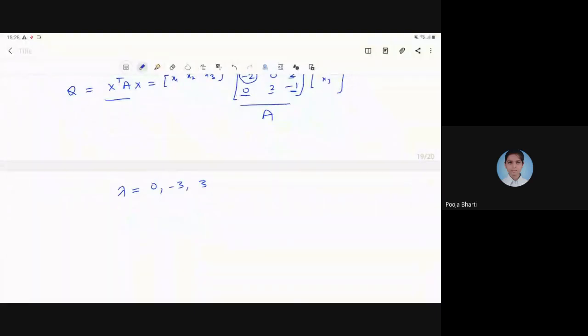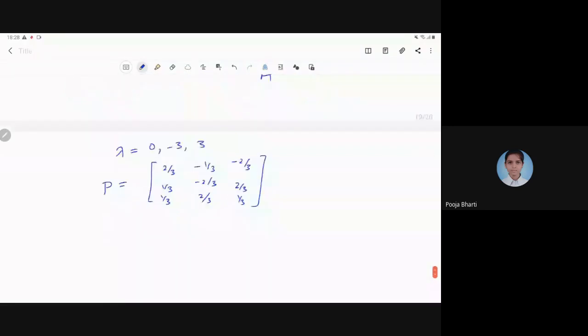Okay. So I'm writing the set directly. You have to check it yourself. It is 2 over 3, 1 over 3, 1 over 3, then minus 1 over 3, minus 2 over 3, 2 over 3, then minus 2 over 3, 2 over 3, 1 over 3. Check it when you get time. It's not urgent at the moment. You will get these three vectors as orthonormal vectors corresponding to these three eigenvalues.